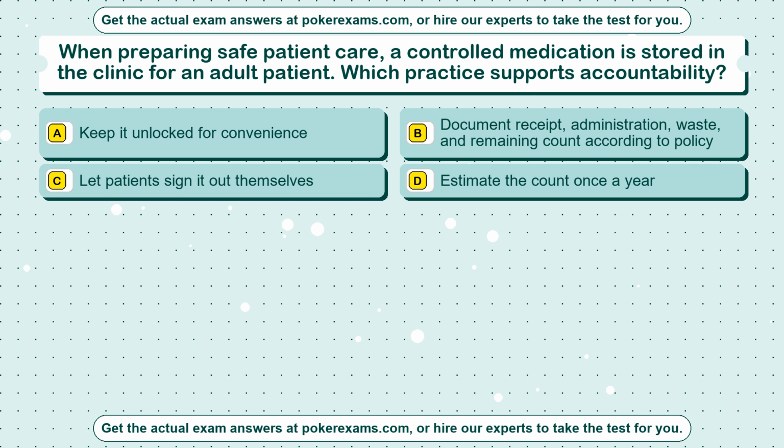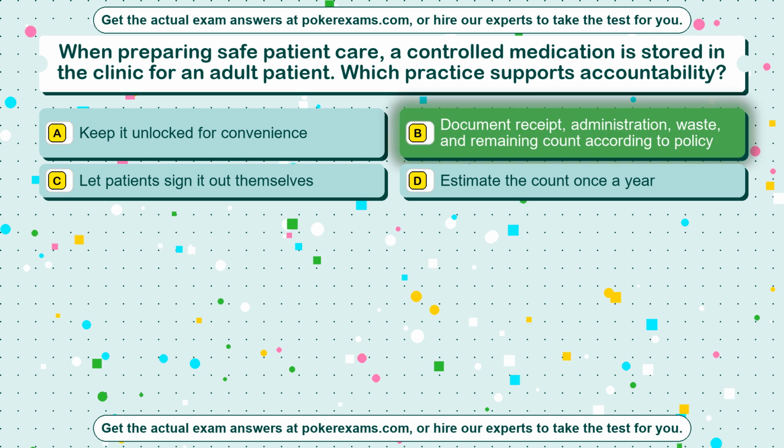Question 48. When preparing safe patient care, a controlled medication is stored in the clinic for an adult patient. Which practice supports accountability? Option A, keep it unlocked for convenience. Option B, document receipt, administration, waste, and remaining count according to policy. Option C, let patients sign it out themselves. Option D, estimate the count once a year.